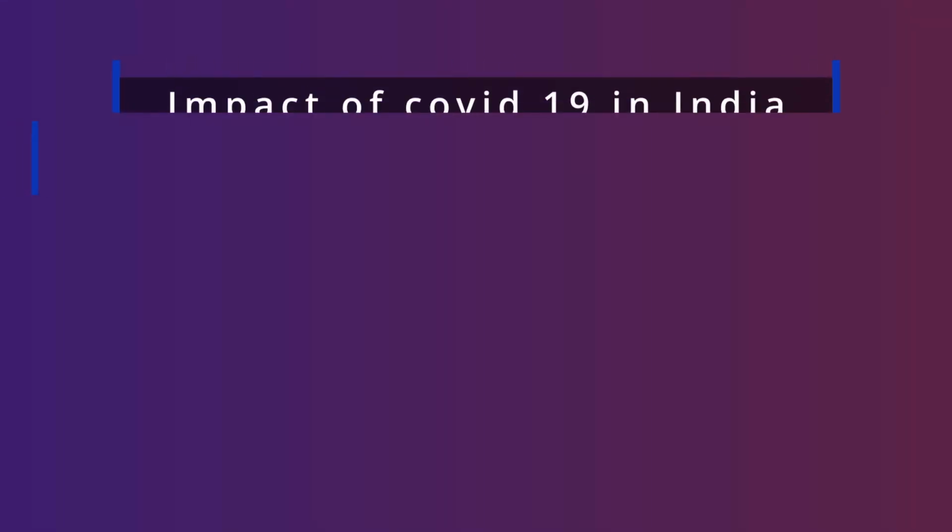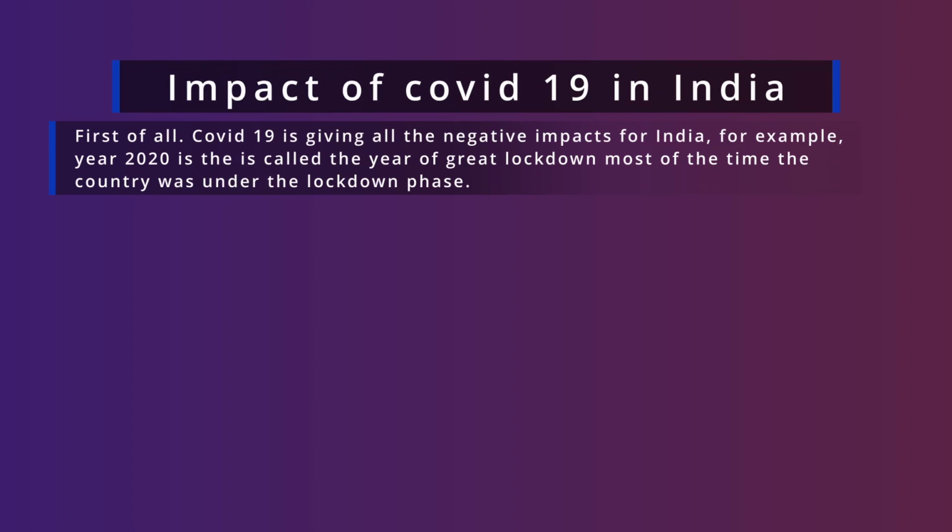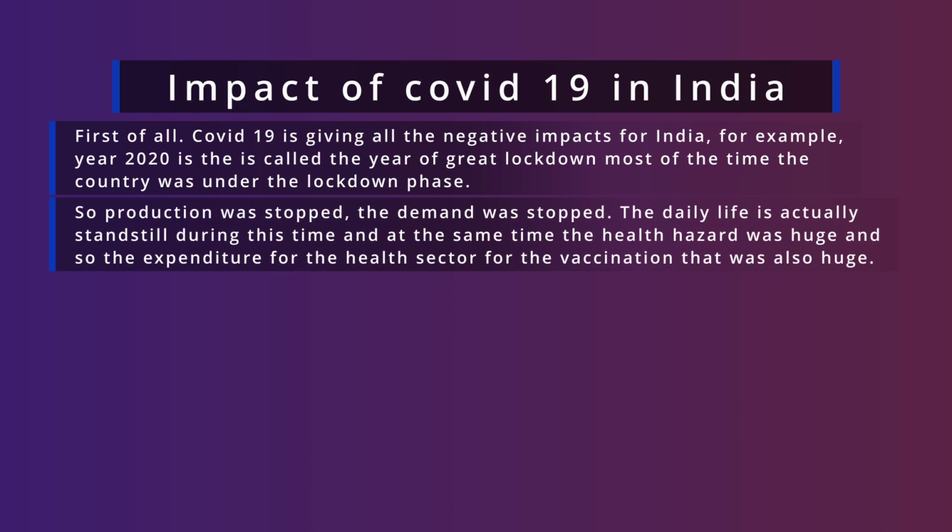Now come to the next one, that is the impact of COVID-19 in India. First of all, COVID-19 is giving all the negative impact for India. For example, the year 2020 is called the year of great lockdown. Most of the time, the country was under the lockdown phase. So production was stopped, demand was stopped, and daily life was at a standstill during this time. At the same time, the health hazard was huge.